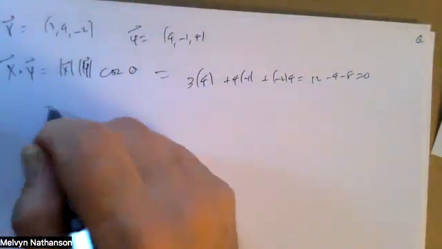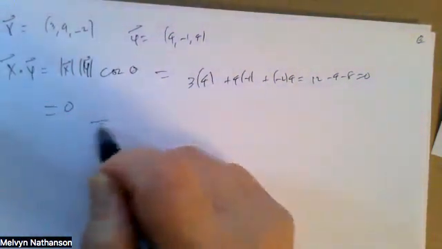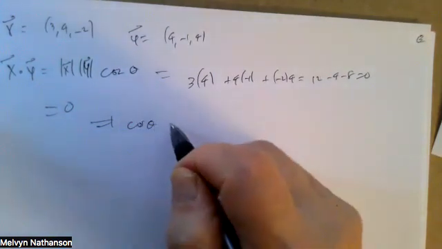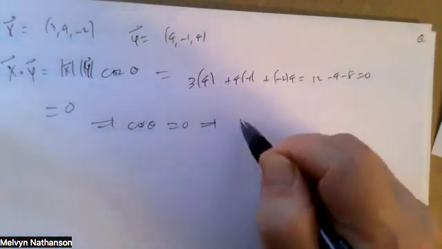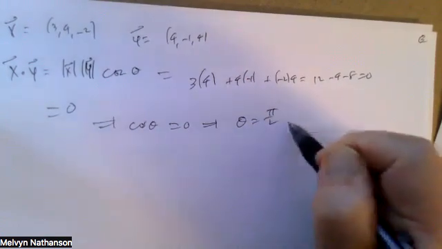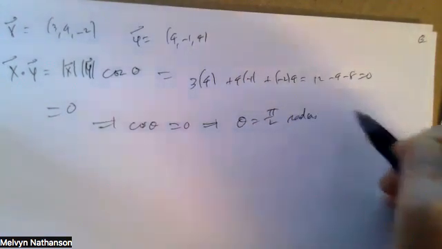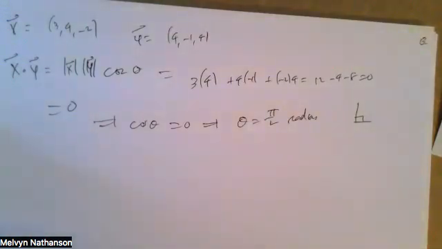So this is equal to 0, which means the cosine of theta is 0, which means theta is pi over 2 radians. That means you have a right angle. So orthogonal is just another word for perpendicular or normal, and that's what it is. Right. Question about that?